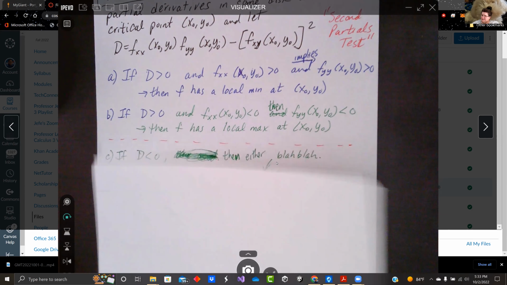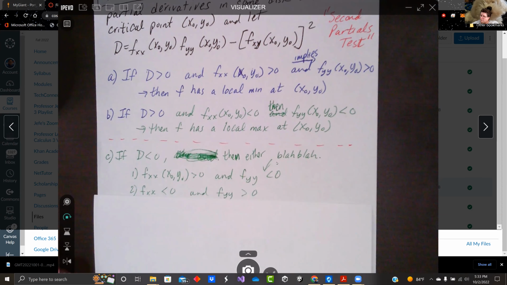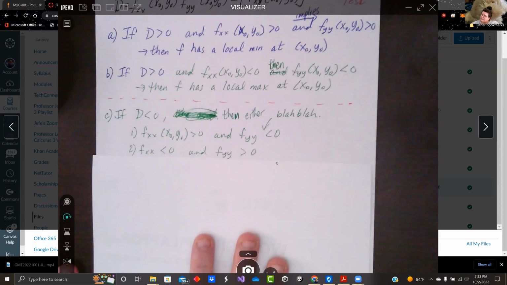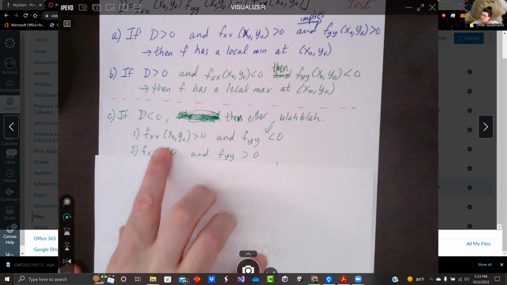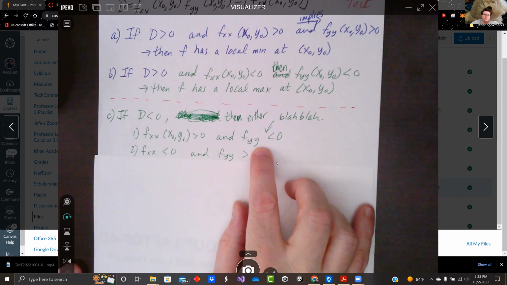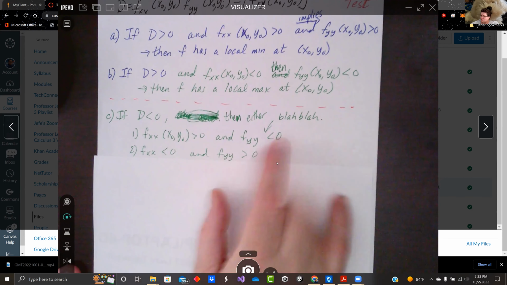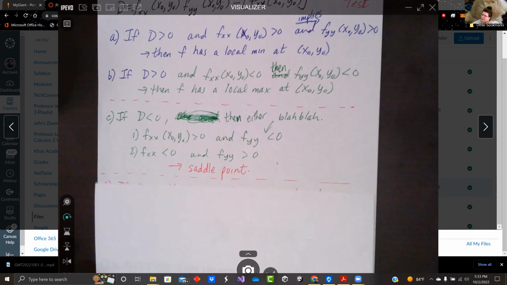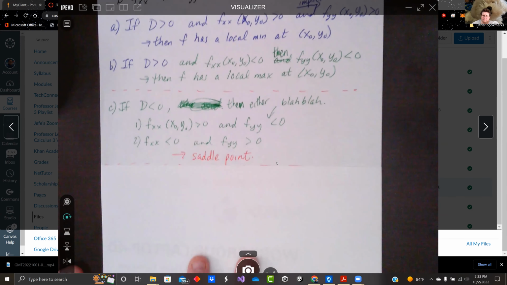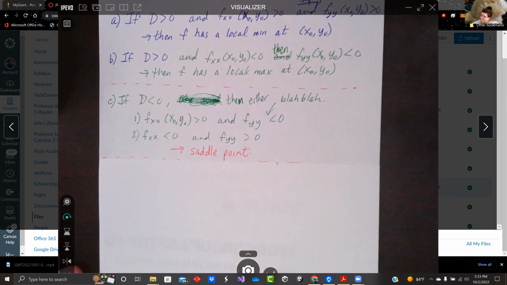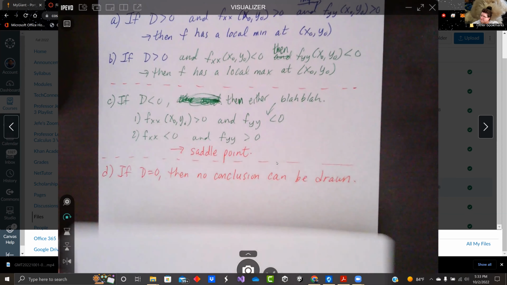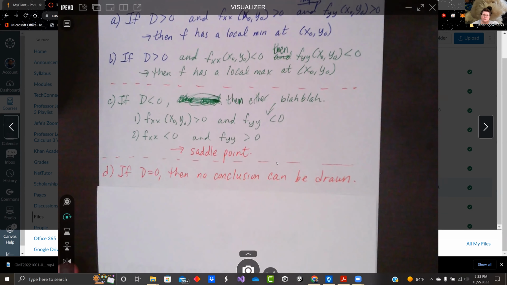If D is less than 0, we have one of two cases. If fxx is greater than 0, then fyy is less than 0, or vice versa. This creates a saddle point. If D equals 0, then no conclusion can be drawn.